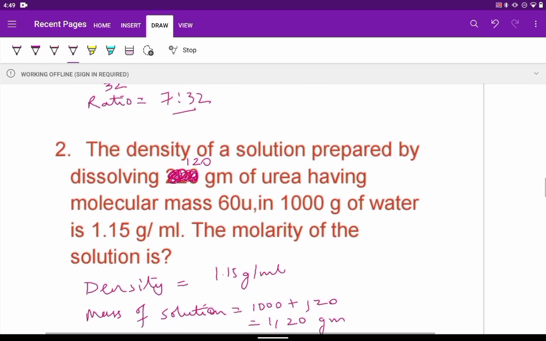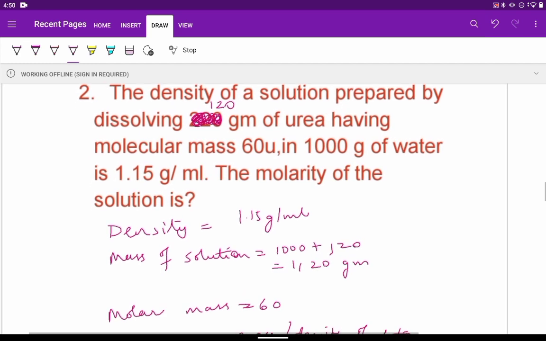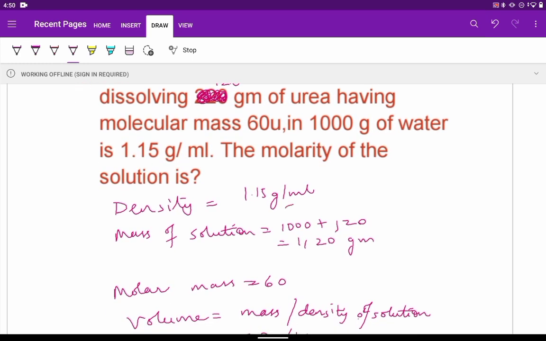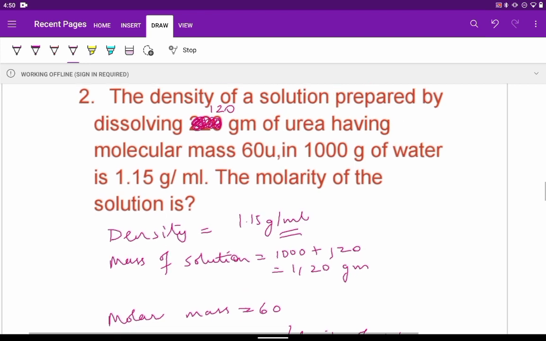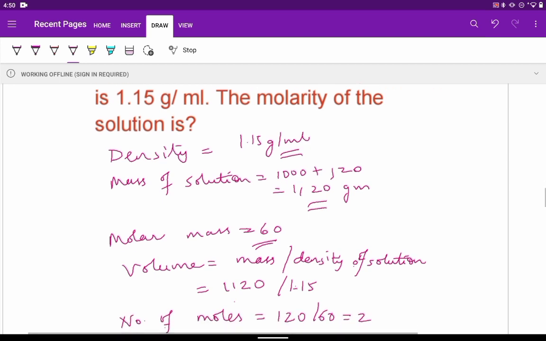The density of a solution prepared by dissolving 120 gram of urea, having molecular mass 60 U, in 1000 gram of water is 1.15 gram per milliliter. The molarity of the solution is, we have to find the molarity. So density is given as 1.15 gram per ml. Mass of the solution will be 1000 plus 120 grams dissolved, so 1120 grams. Molar mass is 60 given in the question. Volume is mass by density, so total mass 1120 divided by the density 1.15.